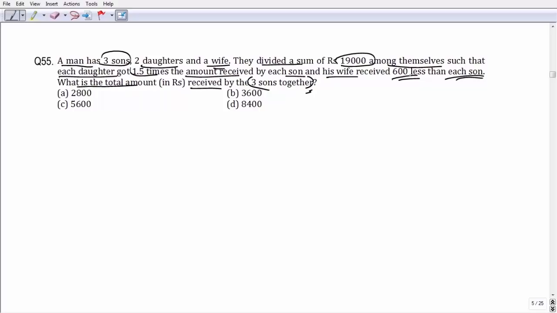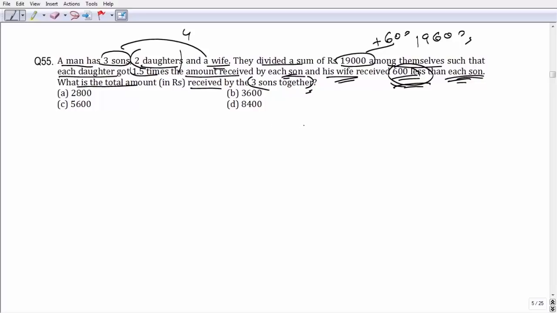Now, talking about the question, since the wife is receiving 600 rupees less than each son, let's just say for the condition that the wife is also getting the same amount that each son is getting. To compensate for that, we'll have to add those 600 rupees to the total amount, that is 19,600 rupees. And with that view, now we can say that four people are getting the same amount while two people are getting the same amount.